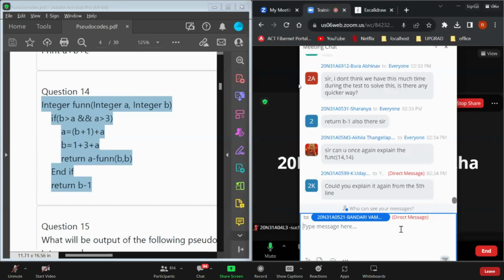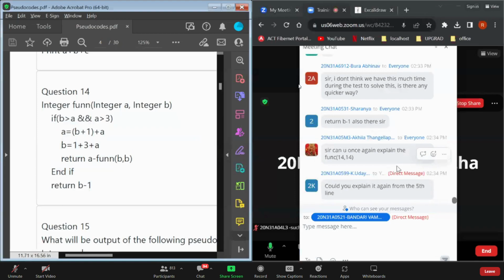Could you explain it again for the fifth line? 1, 2, 3, 4, 5. Okay, sure. Can I explain again the function of 14 comma 14? Yes. Return b minus 1 also there, sir. Yes, yes, of course.